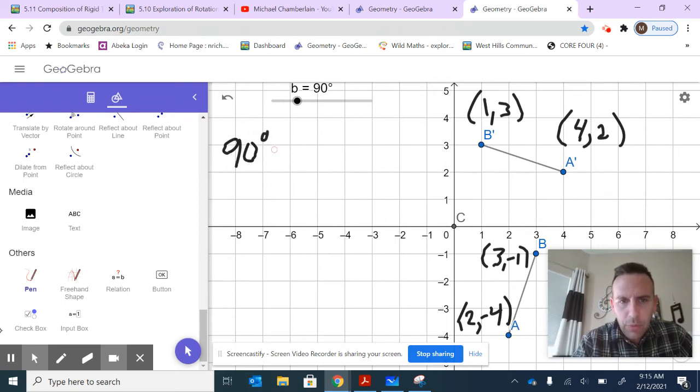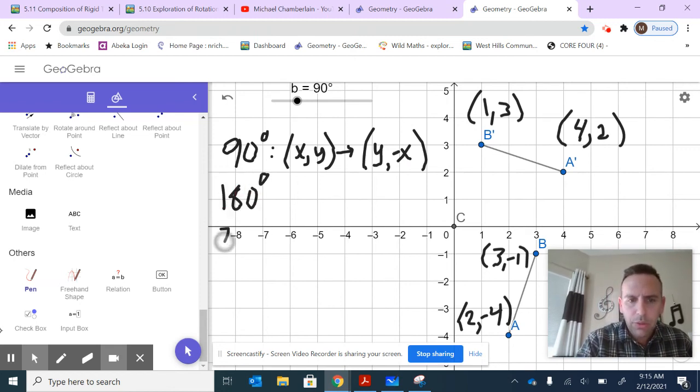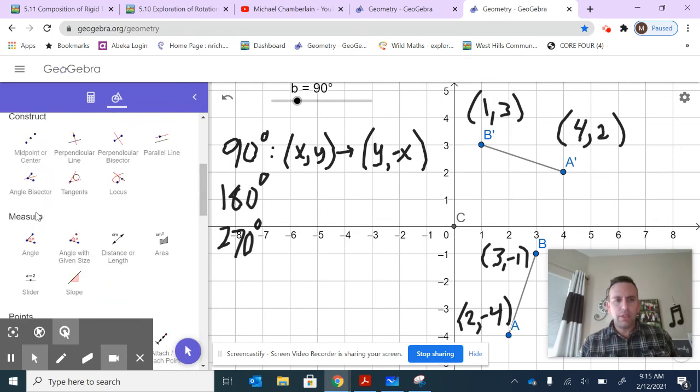With 90 degrees, we have any point (x, y). What happens is the y and the x are flipped. First of all, you notice that, right? They change positions, and then it becomes negative to the right-hand side. So it becomes negative x. So what would happen with 180 degrees? What would happen with 270 degrees? How do those look? Let's just take a brief look at those as well.